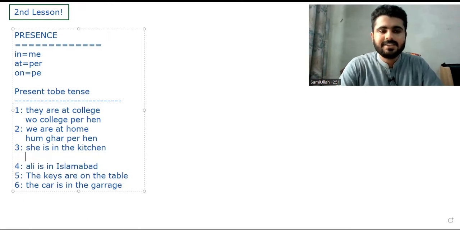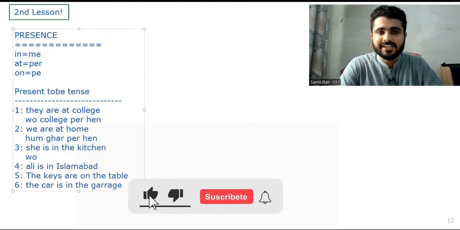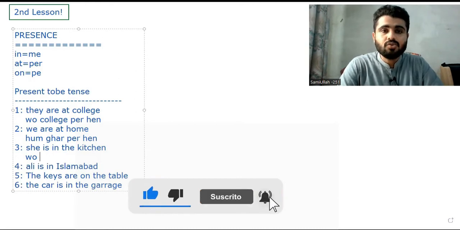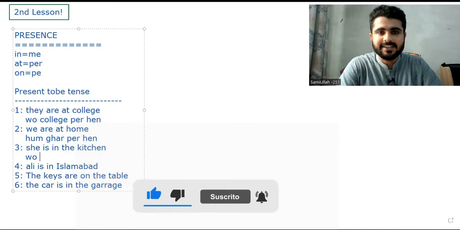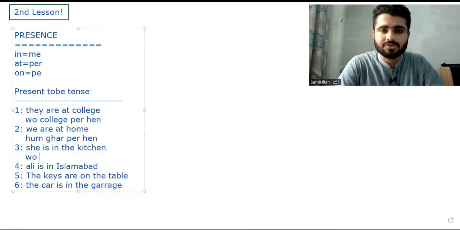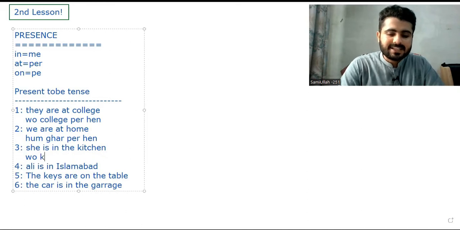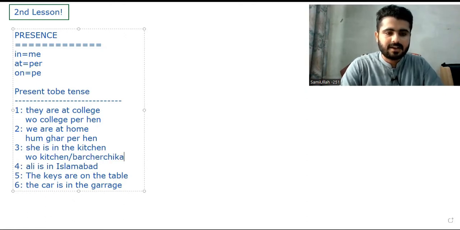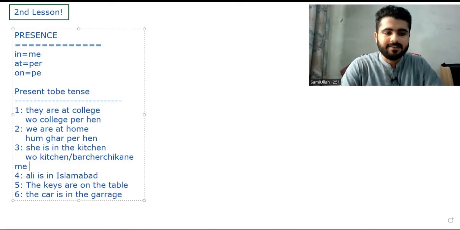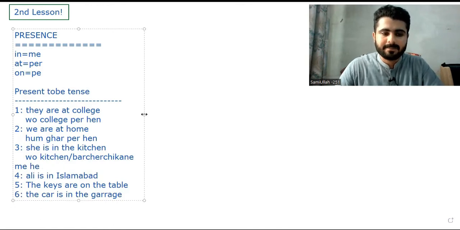Let's convert the third one. She is in the kitchen. She means wo. Now remember, he, she, it: these three pronouns have two equivalents, ye and wo. Ye when near, wo when at a distance or absent. When someone is asking where is she and you reply that she is in the kitchen, it means she is not standing beside you. So wo. Kitchen means kitchen. By the way, in Urdu, kitchen means bawarchi khana. So wo bawarchi khane. In means mein, is means hai. Wo bawarchi khane mein hai.